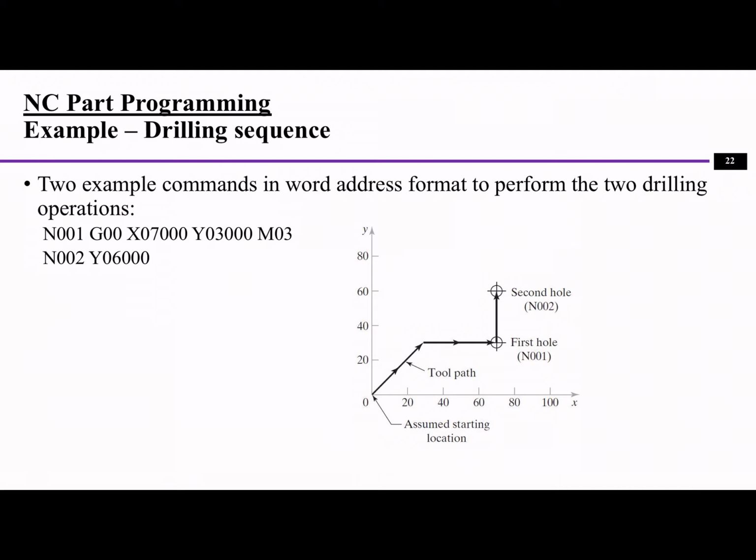You can see this is a drilling program to perform two drilling operations. What happens here is we have a G00. G00 is a point-to-point movement, right? And N01 here means this is code sequence number 1, so it's basically the first code, and this is the second code. This tells the tool to move to a certain position. Which position? This position, X and Y, right? So basically X70 and also Y30.